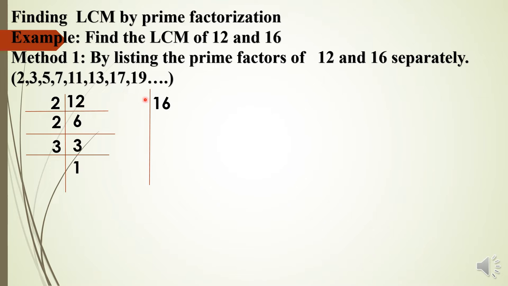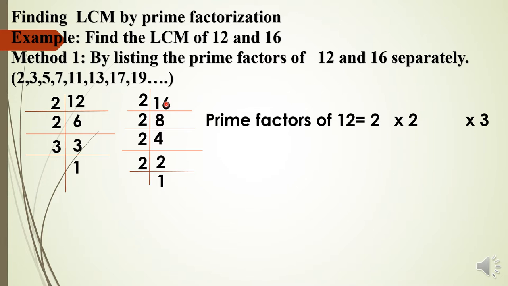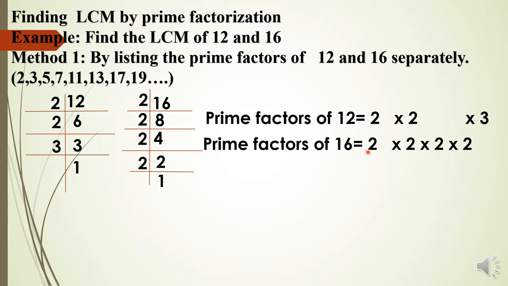16 is divisible by 2. Answer is 8. 8 is divisible by 2. Answer is 4. 4 is divisible by 2. Answer is 2. 2 is divisible by 2. Answer is 1. Let us write the prime factorization of 12 and the prime factorization of 16. Prime factorization of 12 is 2 into 2 into 3. Prime factorization of 16 is 2 into 2 into 2 into 2.